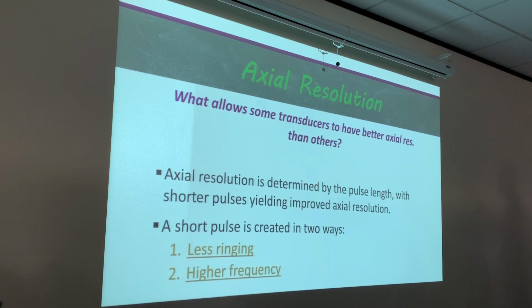All right. So what allows some transducers to have better axial resolution than others, guys? Axial resolution being determined by the pulse length yields shorter pulses with improved axial resolution. A short pulse is going to be created in 2 ways. We talked about this already. A pulse that has less ringing, a thicker damping element, and a pulse that has higher frequency. Those are going to be shorter wavelengths, right? So it's going to be able to get in between those structures that have the minimum distance between them.